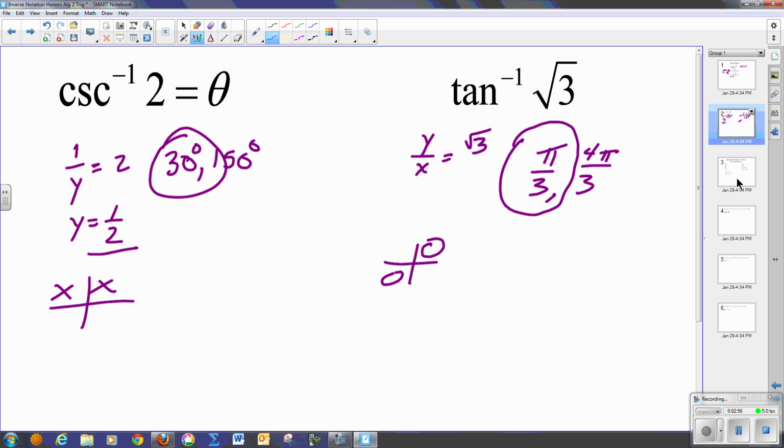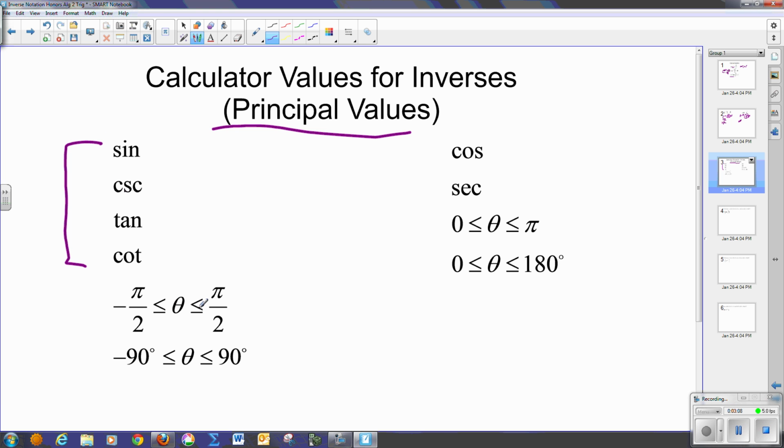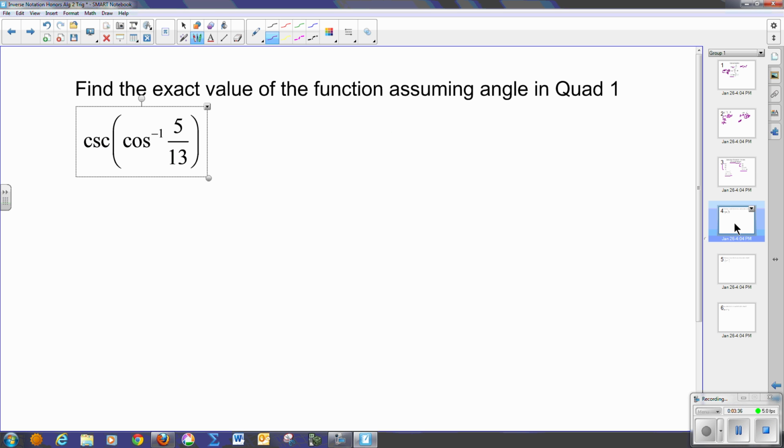So let's review what your calculator is going to give you. The calculator values for inverses are also called principal values. For sine, cosecant, tangent, and cotangent, the only values your calculator will give you are those between negative pi over 2 and pi over 2, or negative 90 and 90 degrees. So that's all you can expect. With secant and cosine, if you're finding any inverses of those, your calculator is only going to give you answers between 0 and pi, or 0 and 180. So once again, these are called principal values, and they're the values that calculators will give you from taking any inverse.